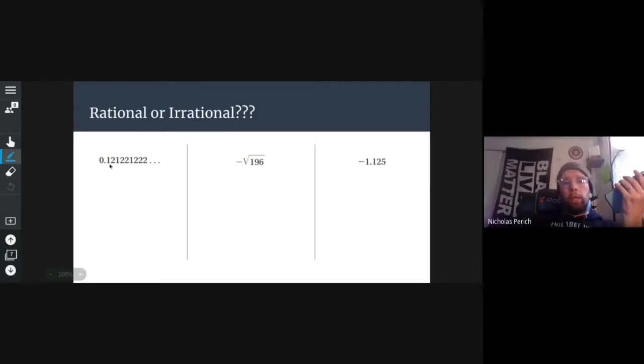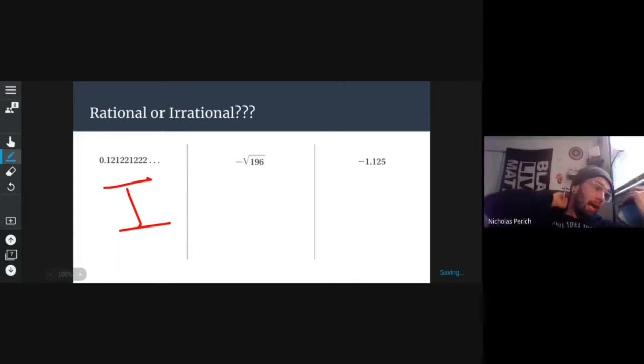Now this is tricky. 0.12122, you might look at that and say, that's a pattern. I could put a line over something. No, you can't. Because what's going to happen is it's going to be 12222, 12222. And there's nowhere that I can put the nice line over top of it that allows me to turn it into a fraction. So this one's irrational because it's not repeating. It looks like it has a pattern, but it doesn't have a pattern.